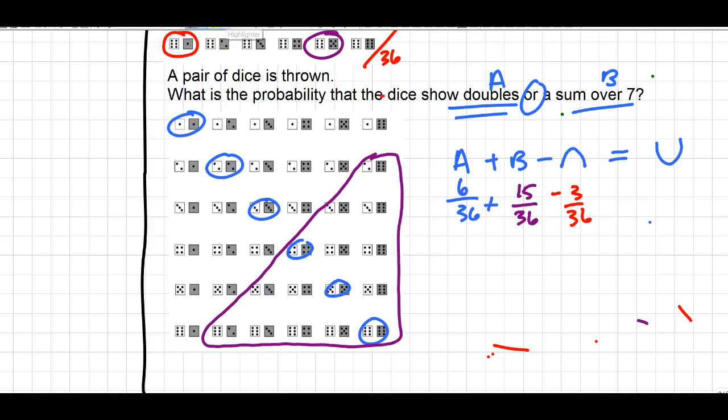So now let's go ahead and add. 6 plus 15 is going to be 21, minus 3 is going to be what? 17? No, 18 out of 36. So we end up reducing that down to a half.